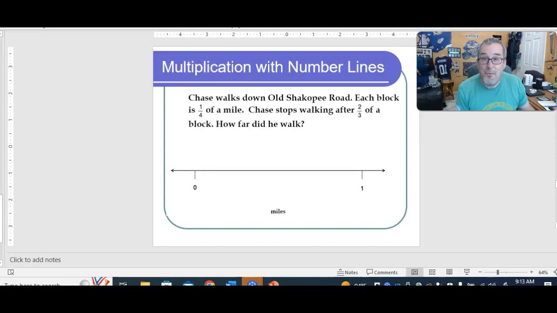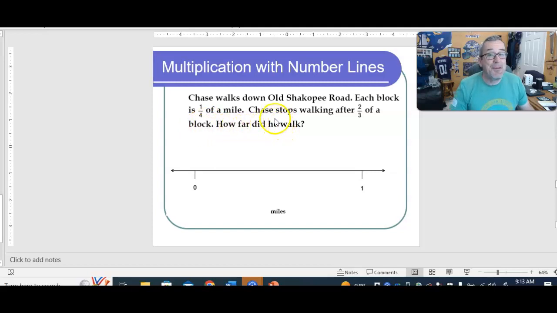All right, one more multiplication problem and one more tool to develop visualization of what it means to multiply fractions. So, Chase walks down Old Shakopee Road. Each block is a quarter of a mile. Chase stops walking after 2/3 of a block. How far did he walk?